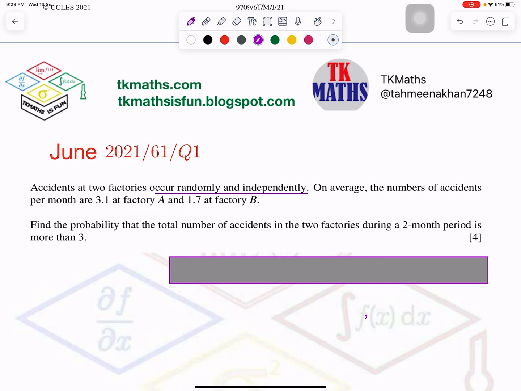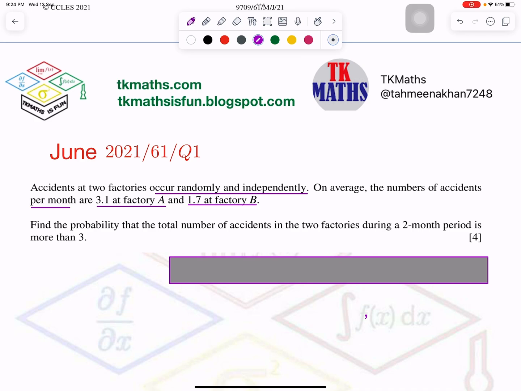On average, the number of accidents per month is 3.1 at factory A and 1.7 at factory B. So we are talking about 2 factories, and we are given the rate of accidents occurring per month. We know that in Poisson distribution we talk with respect to time, area, or space. That is also one of the ways to identify that the distribution is Poisson.